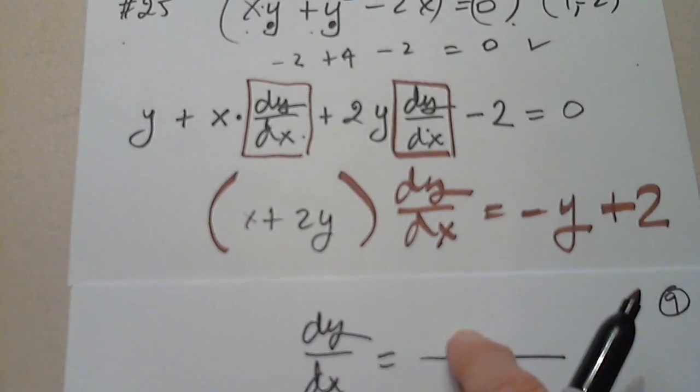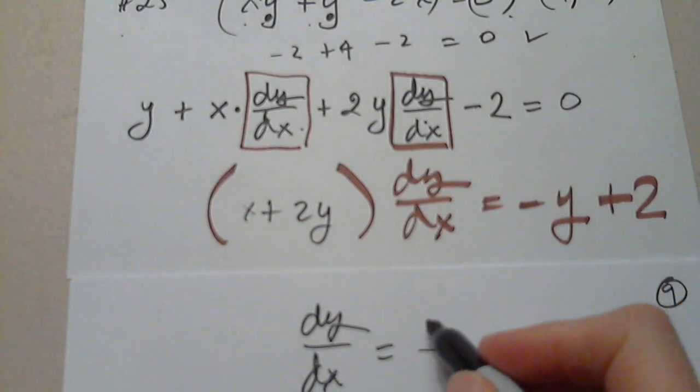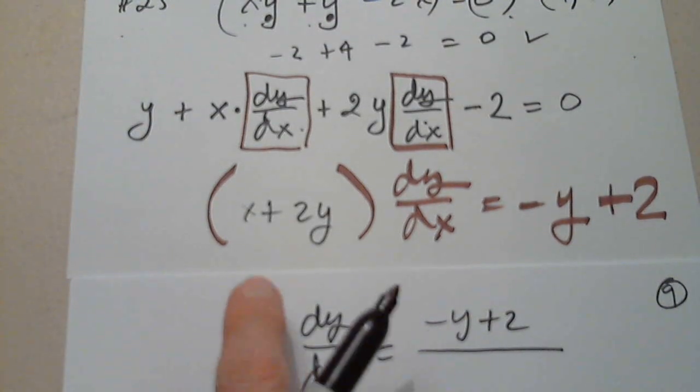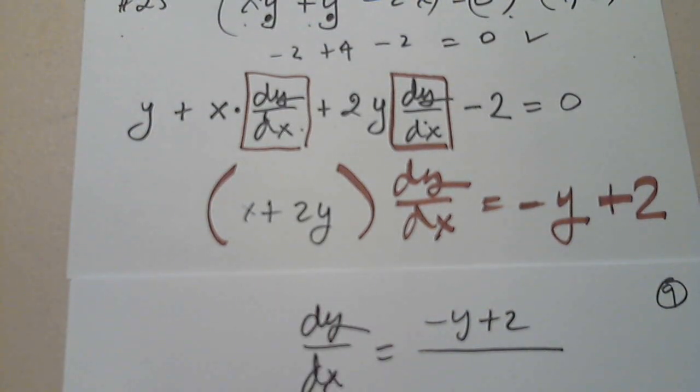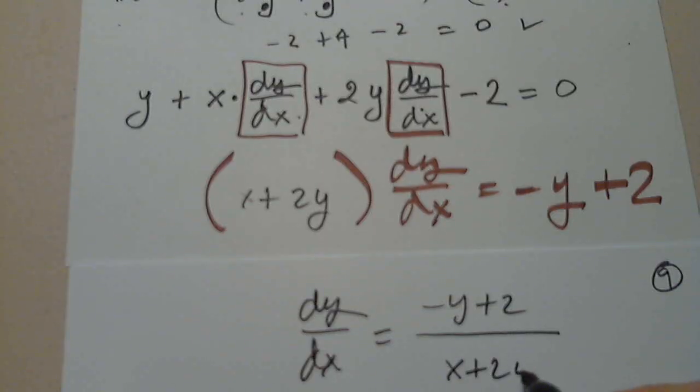At the top we have -y plus 2, and at the bottom we have x plus 2y. Is this understood? Any questions?